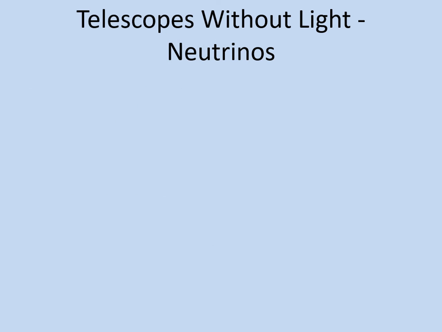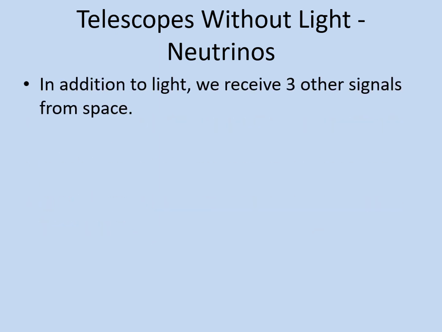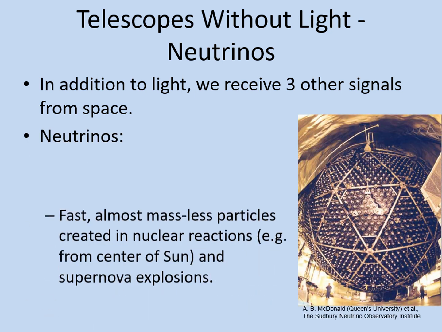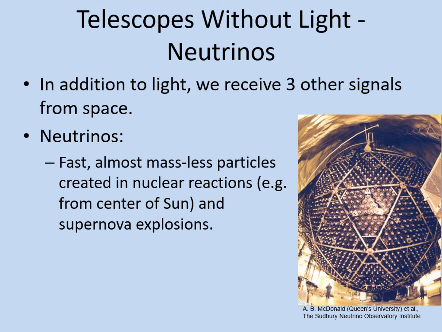Most astronomy is done using telescopes that detect the light we receive from objects in space. However, there are 3 types of astronomical instruments that might be considered telescopes without light, because they're used to observe other kinds of signals. The first of these is a neutrino detector. Neutrinos are almost massless, and they move at almost the speed of light. They're produced in nuclear reactions like the ones that happen in the center of the Sun. They're also generated in huge numbers in supernova explosions.